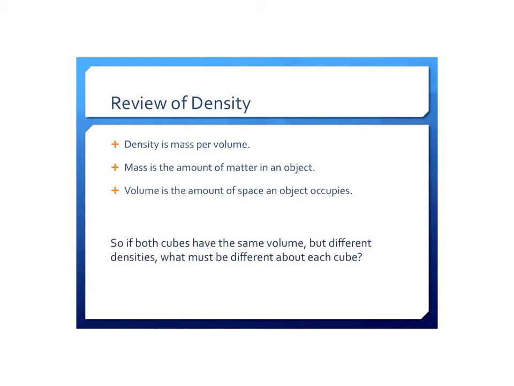So a quick review of density. Again, we have this density is mass per volume. And so, again, here's our equation, D equals M over V. Mass is the amount of matter in an object. We sometimes use that interchangeably with weight, but remember that weight is affected by gravity, so mass is just how much stuff you are made up of. And then volume is the amount of space an object occupies, like how much space does it take up.